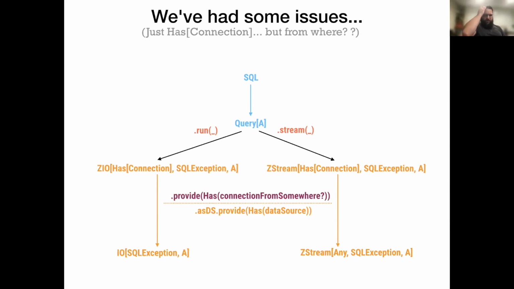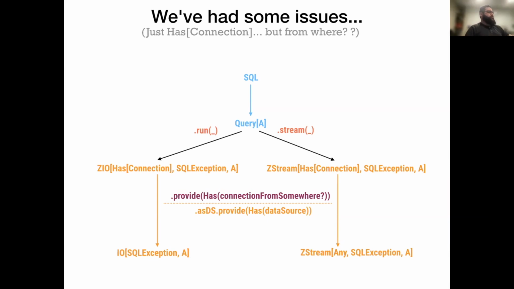And this is what we understood: we have this has connection thing, and you have to provide a connection from somewhere, right? Where's your connection coming from? Well, it's going to be coming from a data source. It's going to be coming from a connection pool. And so in 99% of cases, this is not a connection that you have floating around somewhere. You actually need to grab it from a pool.